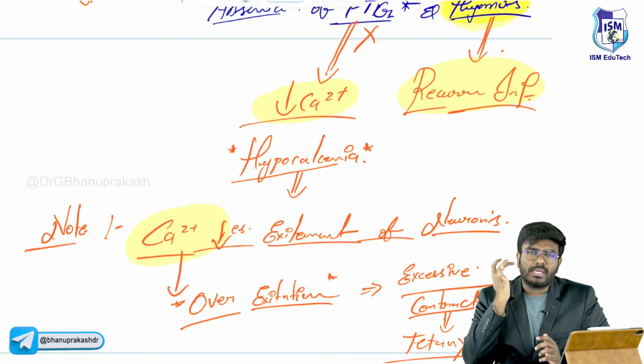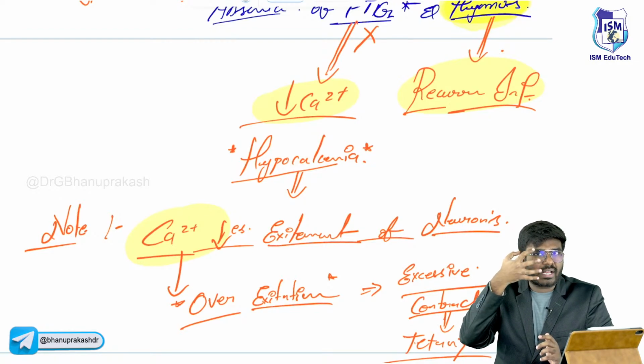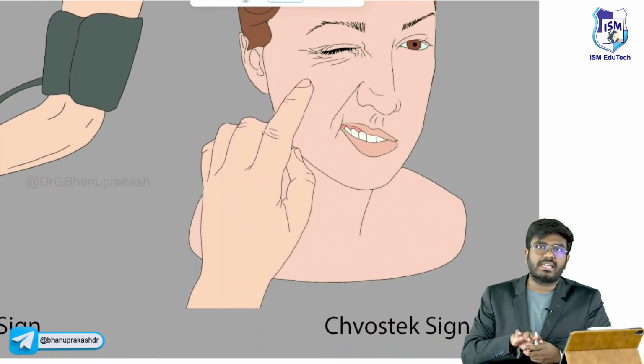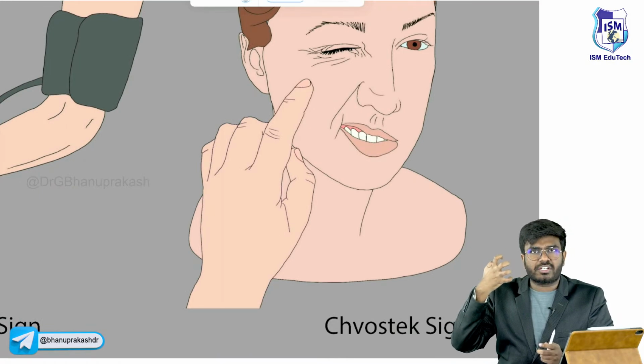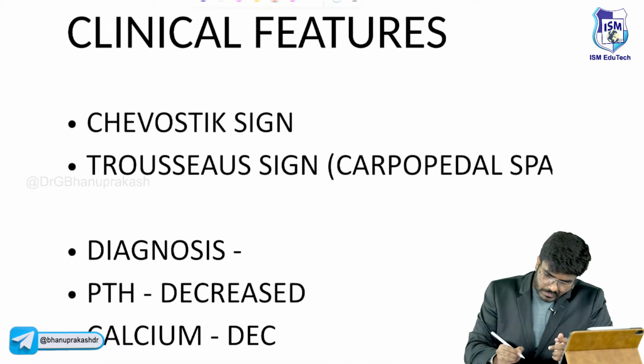Whenever you are tapping, if the patient is having hypocalcemia, then there will be unilateral contractions. That is called Chvostek sign. Tapping will cause unilateral facial contractions. This is called Chvostek sign. So, what will you find on physical examination?